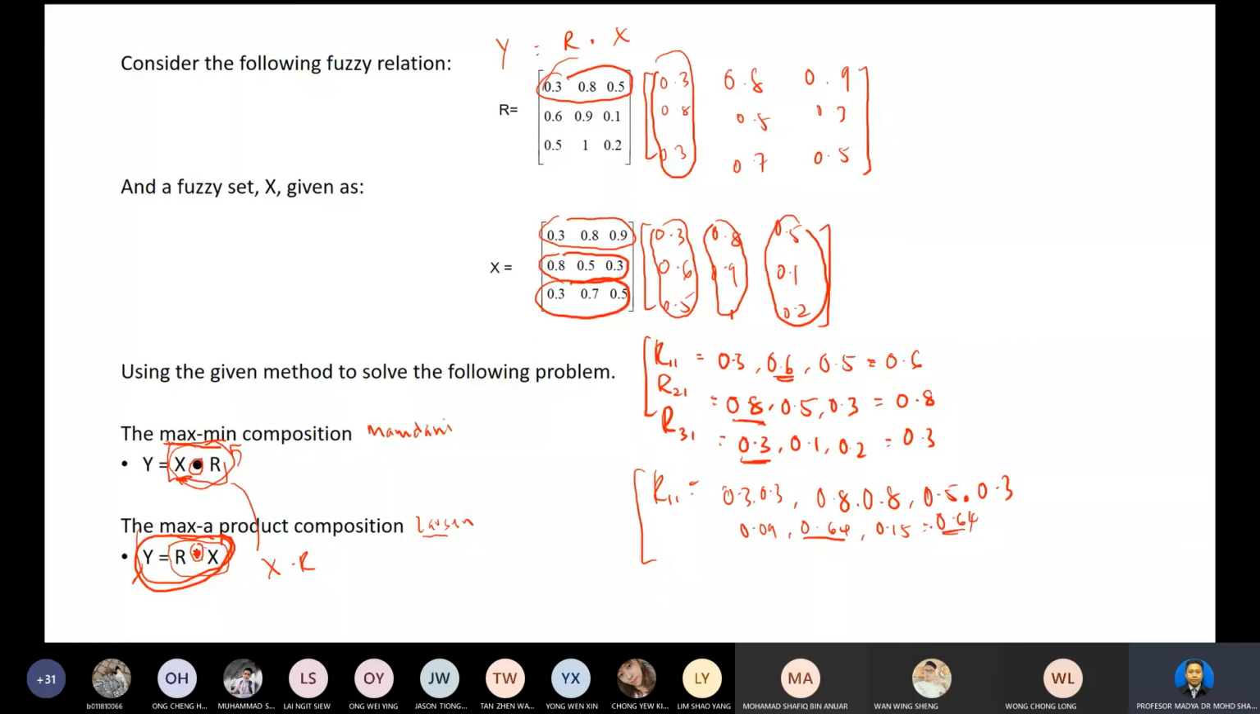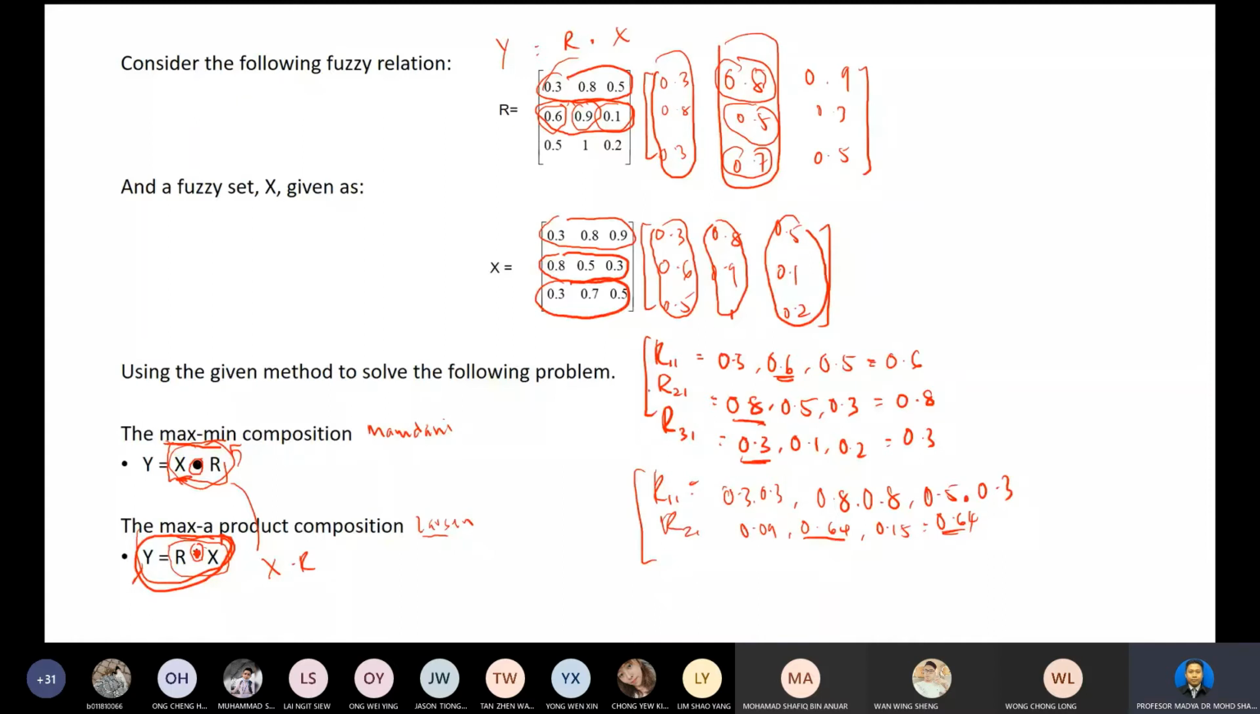Then select the maximum. First you have to multiply, then select the maximum. For example, for the next, R21 here, this row multiplies this one. For example, 0.6 multiplied by 0.8, then 0.9 multiplied by 0.5, and then 0.1 multiplied by 0.7. Then you have to compare which one is the maximum. That is the answer for R21.